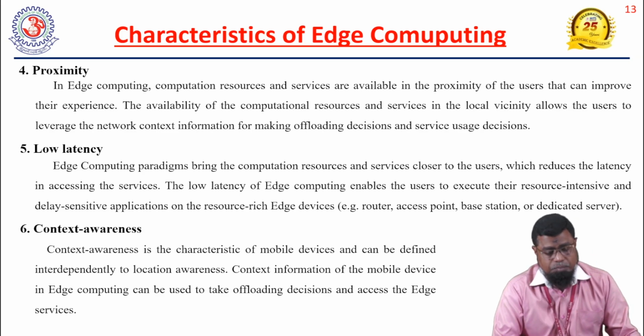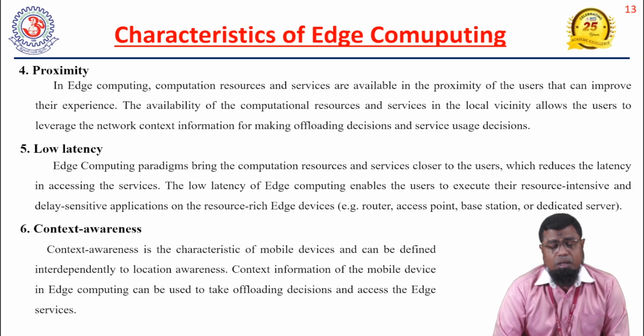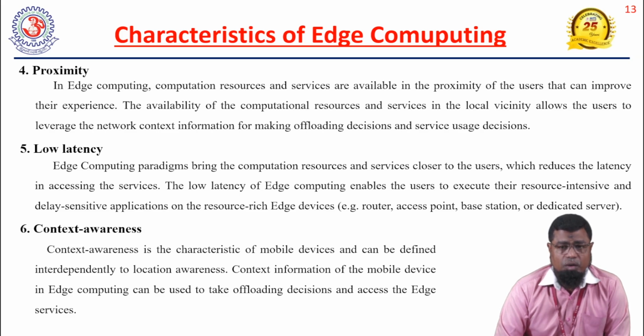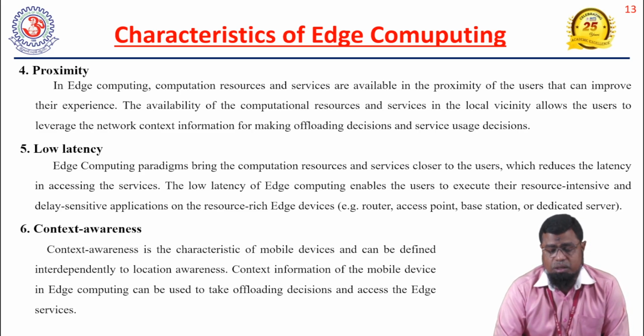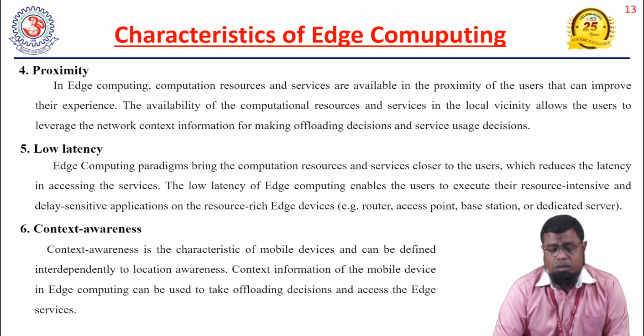And then proximity. In edge computing, computational resources and services are available in proximity, which means very near to the user, and can improve their experience of these network devices. Computational resources are available in abundance, and the service is provided without any disconnection. So the end users will find their network connection and transfer of information very good. Especially it is called task offloading or computational offloading in edge computing. That is a major challenge in edge computing.